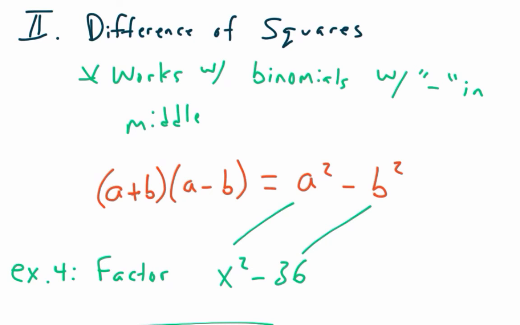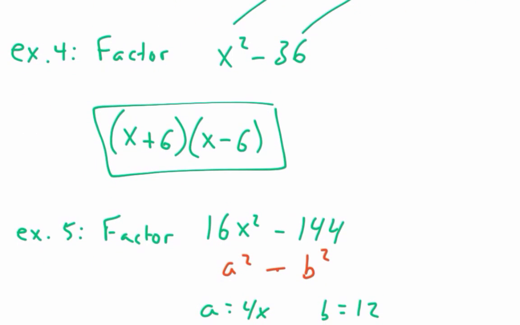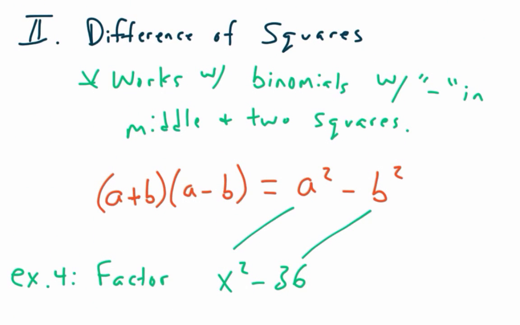So you might want to, in that very first statement, Roman numeral 2, works with binomials with a minus in the middle and 2 squares maybe. So 2 squares. And that could be like an x squared and a 36, like that first example we did here. Or it could be like a 16x squared, so 4x squared, and the 144. That's it for this section.